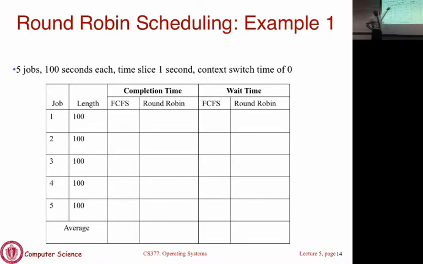So it will run job 1. They've arrived in this order, so they are sitting in this order in your ready queue. Run job 1. Give it a second, and ask, is it done? It's not done. It needs 99 seconds more. So you evict it and make it go to the back of the queue.